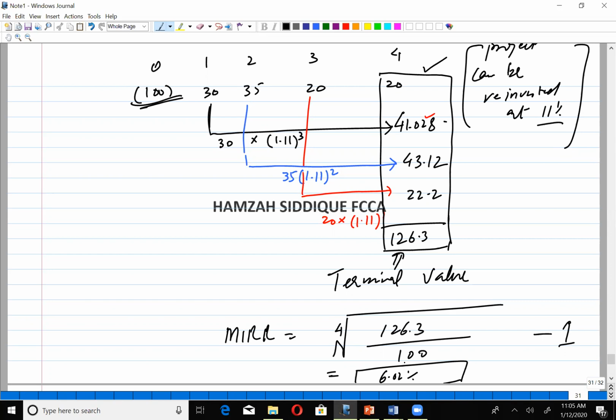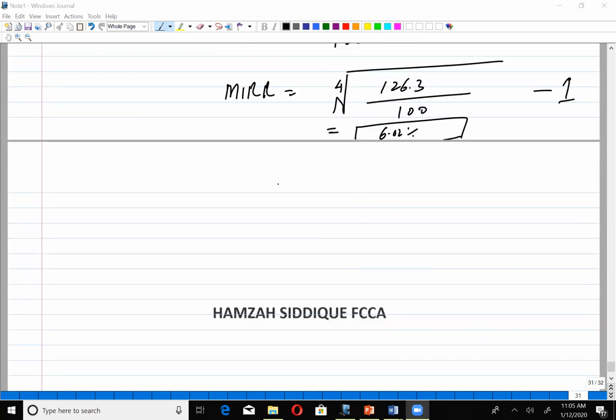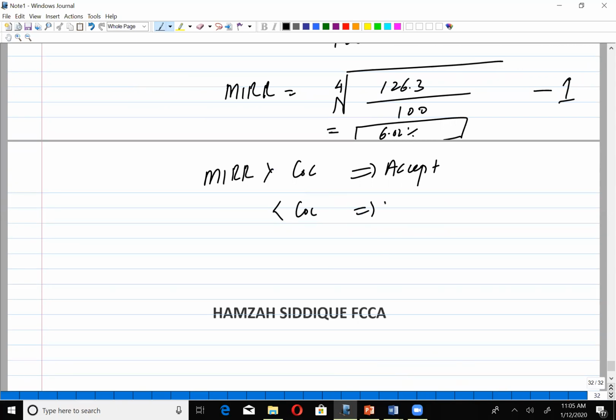Now, students, let us proceed further. So for MIRR, the same concept is there. If MIRR is greater than the cost of capital, accept the project. If it is less than the cost of capital, reject the project.